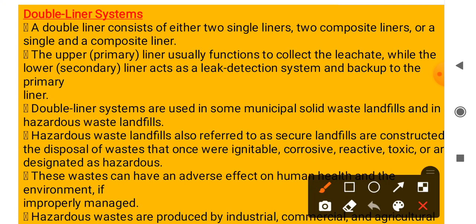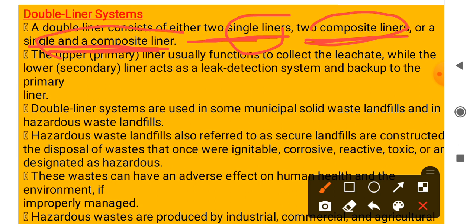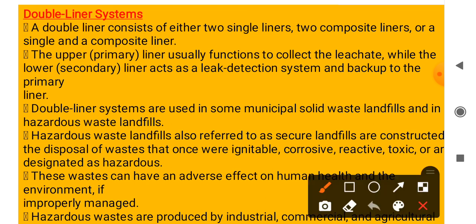Next, the double liner system. A double liner consists of either two single liners, two composite liners, or a single and a composite liner. This means in a double liner, a pair of single liners, or two composite liners, or a single and a composite liner is provided. Select any one pair and provide the double liner system. The upper liner generally functions to collect the leachate, while the lower liner acts as a leak detection system and backup to the primary liner.